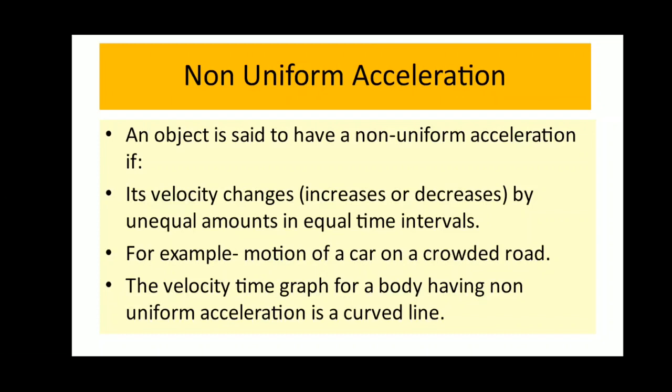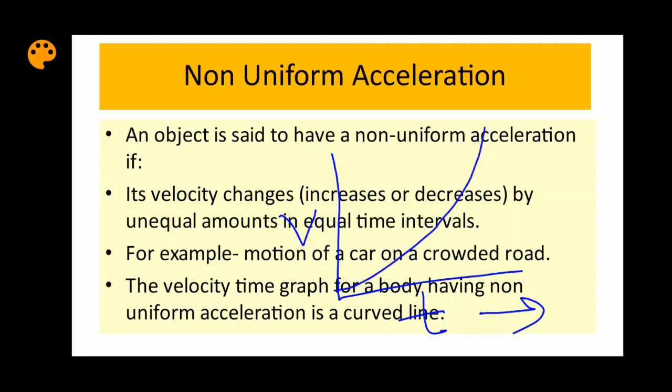Now, talking about the velocity time graph for a body having non-uniform acceleration, it is a curved line, just like non-uniform motion and non-uniform speed. When we plot a graph between velocity and time, we get a curved line. So the graph for non-uniform acceleration is a curved line.